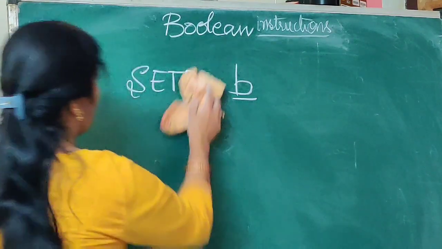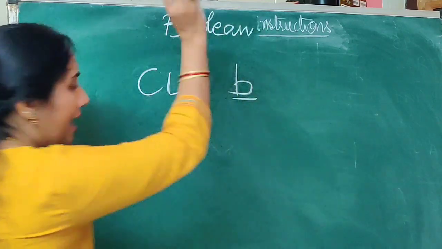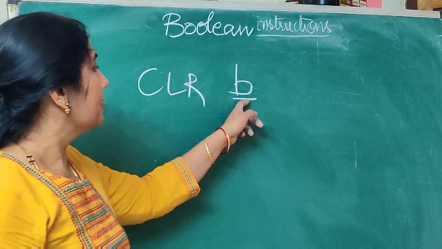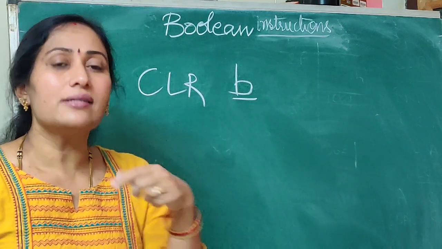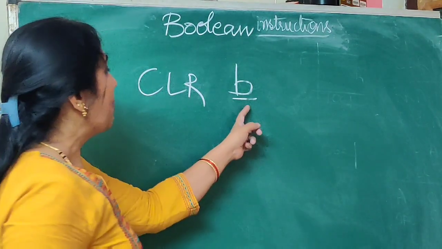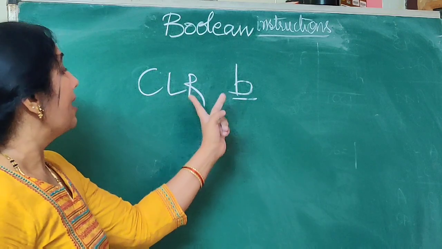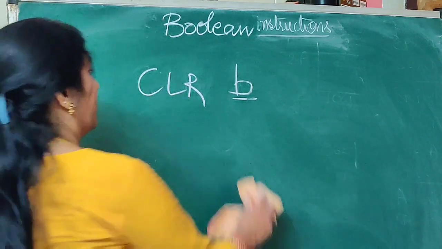Instead of set, I can have clear the bit. Clear the bit means, the bit address which I have written, that bit content will become 0. So that is going to be the thing. Here the type of the addressing mode is direct addressing mode. Length of the instruction is going to be 2 bytes. None of the flags are going to get affected.